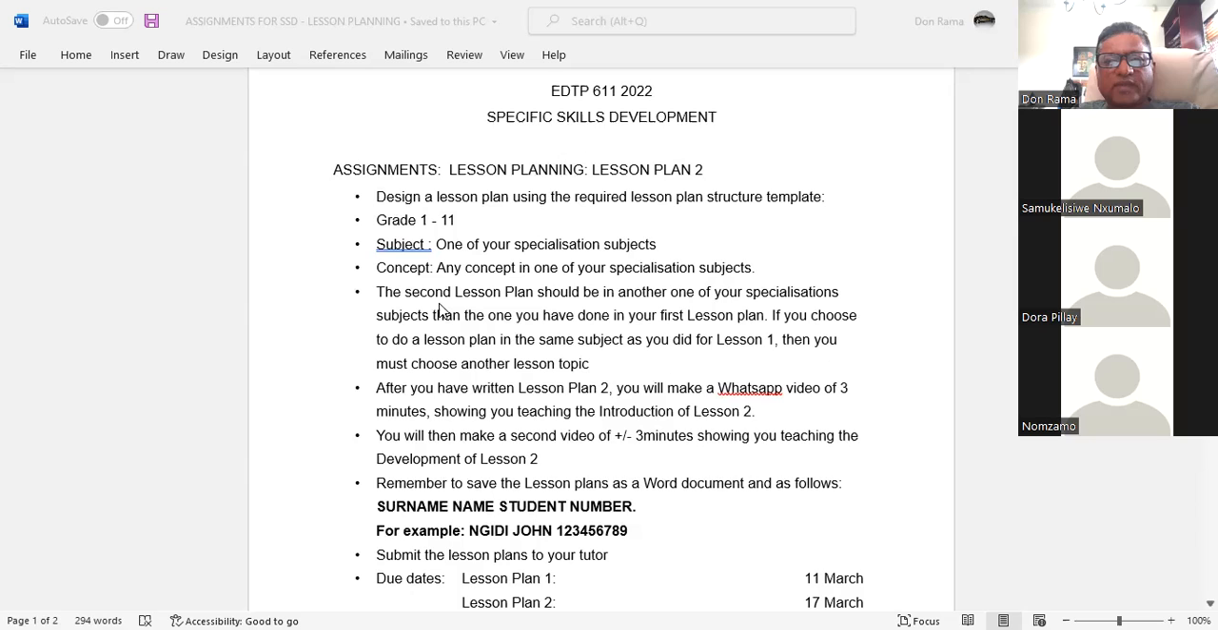We have this clause here in your assignment. It says the second lesson plan should be in another one of your specialization subjects than the one you have done in your first lesson plan. If you want to choose the second specialization subject, you may do so. However, if you choose the same subject that you did for lesson 1, then you must choose another topic. You can't submit the same topic.